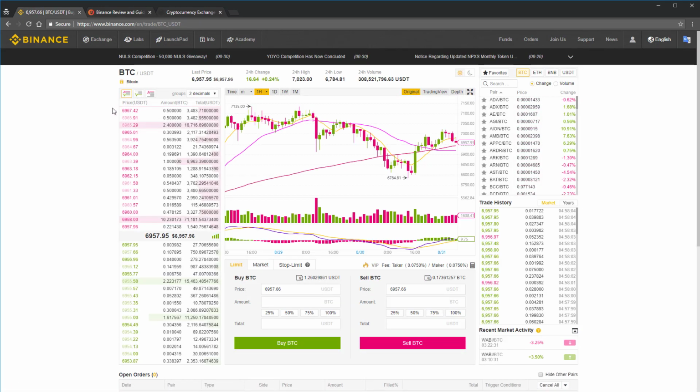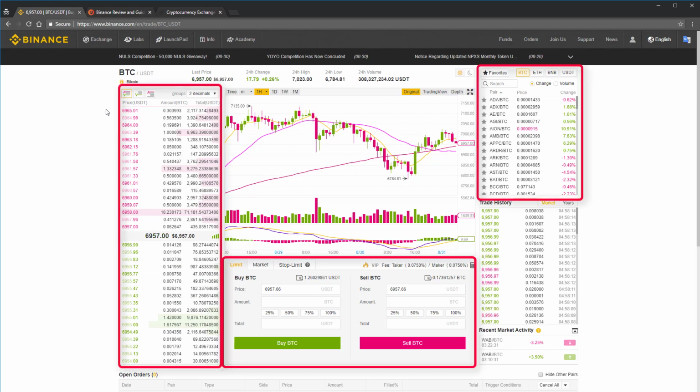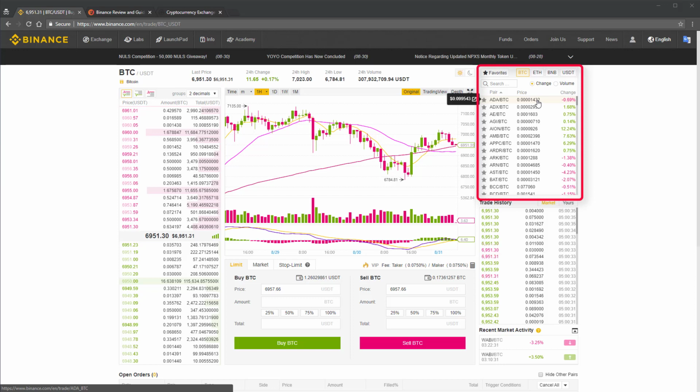It's going to seem a bit overwhelming at first. There's a lot of colors and numbers, but really it's a lot more straightforward than it looks. There's only about 3, maybe 4 sections of this page that we need to be paying attention to. In the upper right-hand section, you can find all available trading pairs on the Binance exchange.